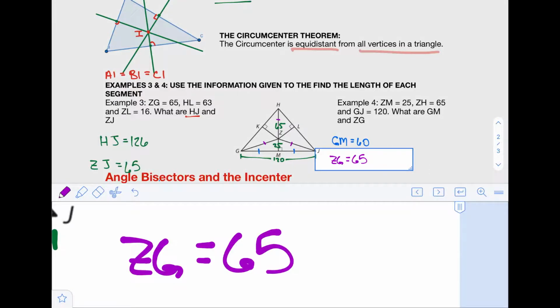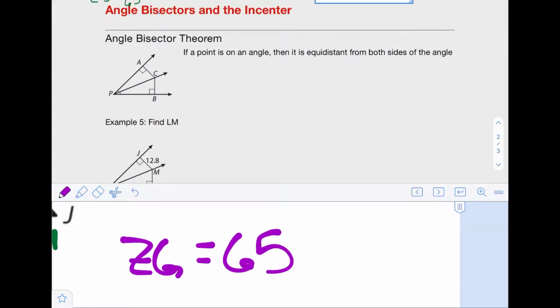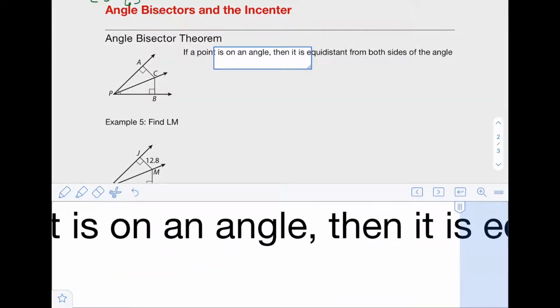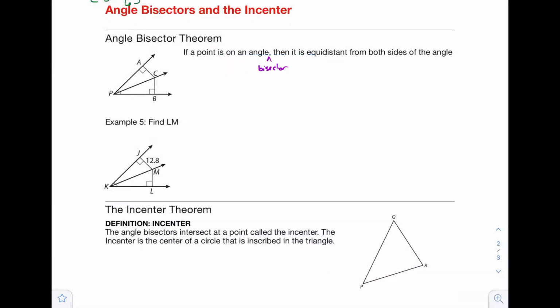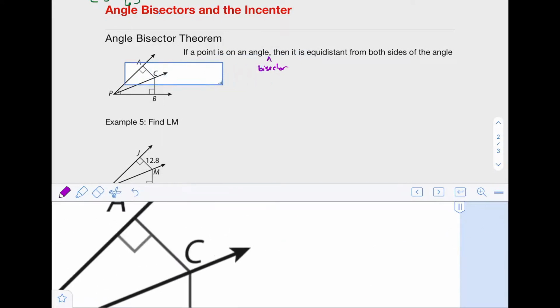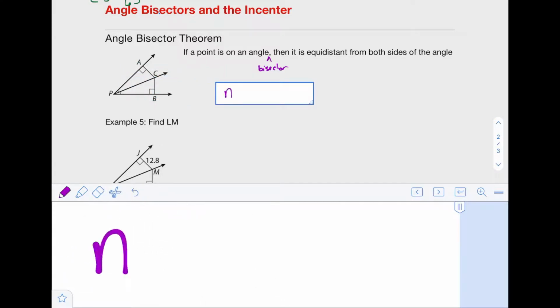Alright, so now that brings us to angle bisectors and the incenter. Remember, an angle bisector is a line that goes through the vertex of an angle such that it splits it into two congruent halves. So if a point is on the angle bisector, then it's equidistant from both sides of the angle. Because C is on the angle bisector, that tells us that AC is the same length as CB.